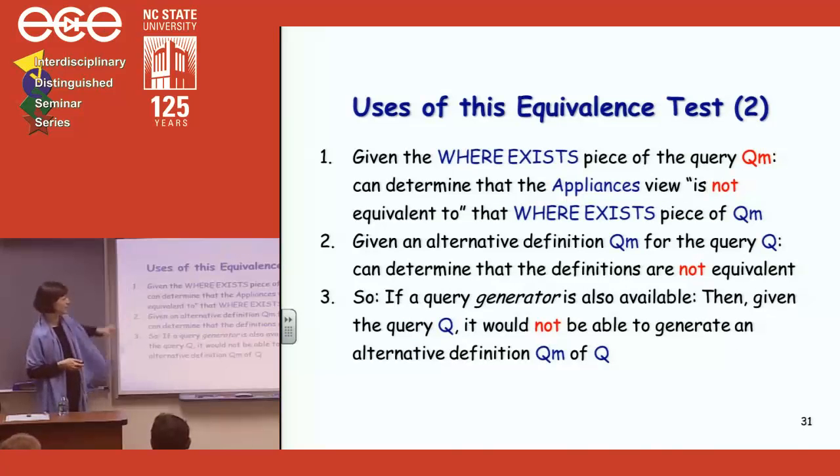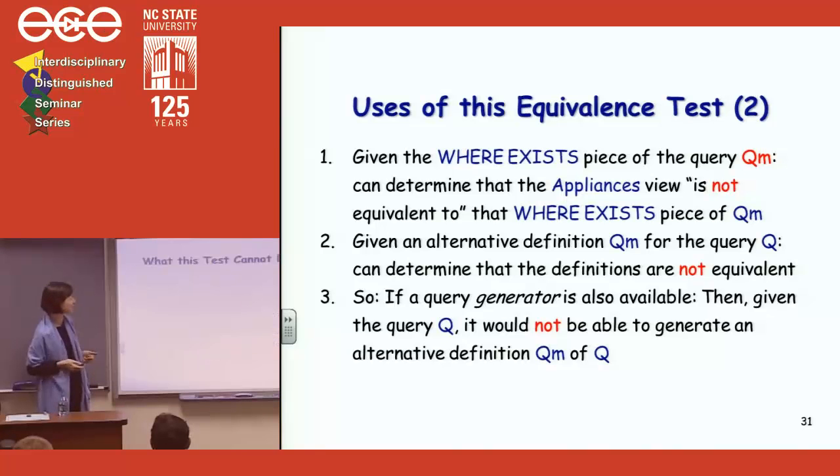Next thing. Given QM, using this test, we can determine that those things are not equivalent on all databases, right? So Q and QM are not equivalent on all databases. That's what our test tells us, right? So I was cheating. I said that you can use QM to answer Q. That was not true on all databases. So what is going on here? A very interesting thing.